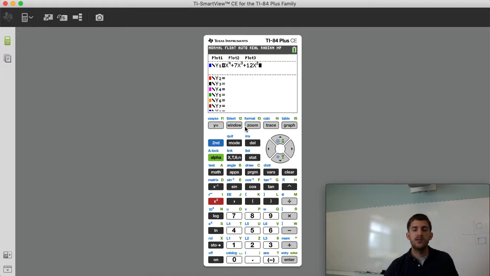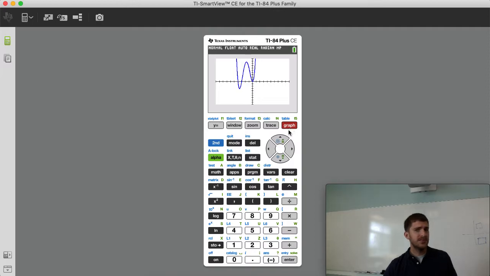And now let's take a look at our graph. So we're just going to press graph and see what happens. That doesn't look exactly like the graph that we have, but that's because it's got a different scale.